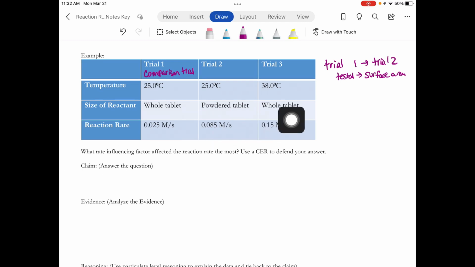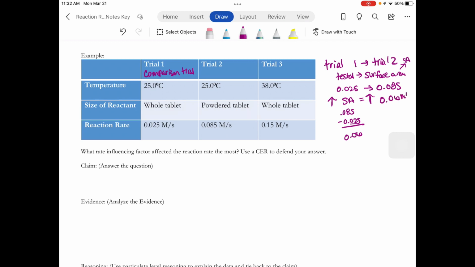And it changed from 0.025 to 0.085 when we increase the surface area. So increasing the surface area, this is going to be SA, means it increased the reaction rate by whatever 0.085 minus 0.025 is. So 0.085 minus 0.025, that looks like that would be 0.06. So it increased it by 0.06 molar per second.